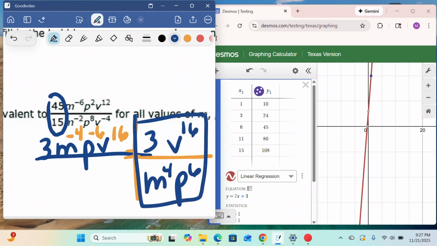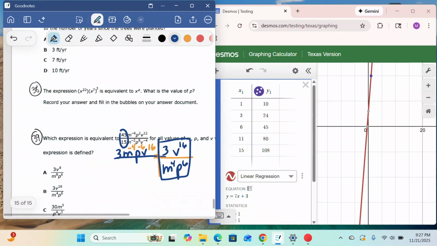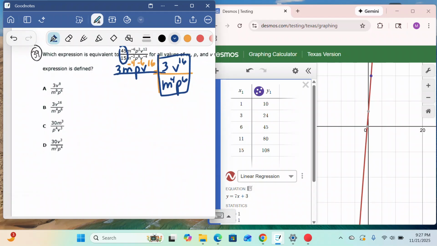Remember, in order to change the negatives, I've got to throw them to the bottom, in the denominator. Look at the answer choices. Let me know which one it is. And the answer choice is letter B. What I would recommend on number 39 is for you to attempt that one without me doing the work, and then you try to get this correct answer the way we did it.